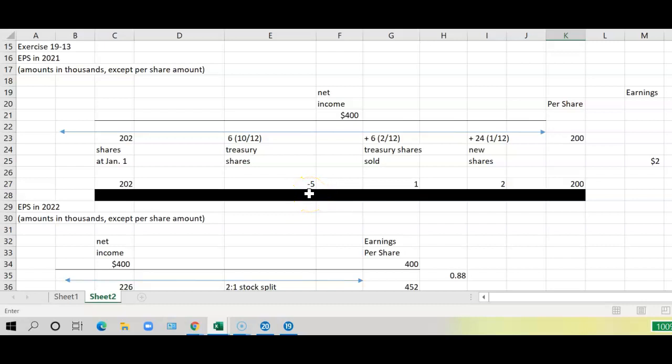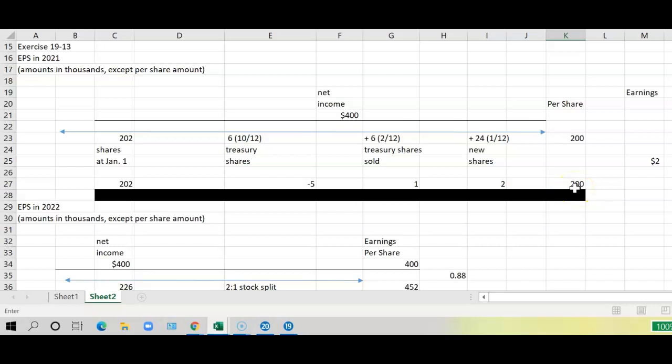are no longer outstanding. And then on October 31st, they sold the 6,000 shares. So you would add 6,000, and that would happen at the end of October. So there'd be 2 months till the end of December divided by 12. So you would have 1,000 weighted shares outstanding. And at the end of November, they sold an additional 24,000 new shares, times that by 1 month, divided by 12. So that's 2,000.